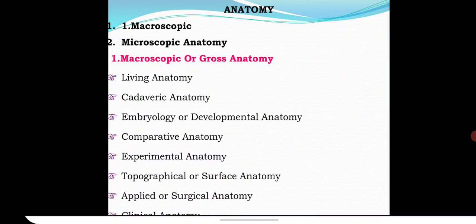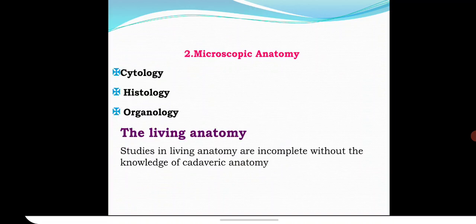So the divisions of human anatomy are macroscopic and microscopic anatomy. Macroscopic or gross anatomy may be studied under living anatomy, that is, what we will learn in living individuals, cadaveric anatomy, embryology or developmental anatomy, comparative anatomy, experimental anatomy, topographical or surface anatomy, applied or surgical and clinical anatomy. Microscopic anatomy will deal with cytology, histology, and organology. Mainly, we are teaching histology for first MBBS students, but the future will be the cytology.